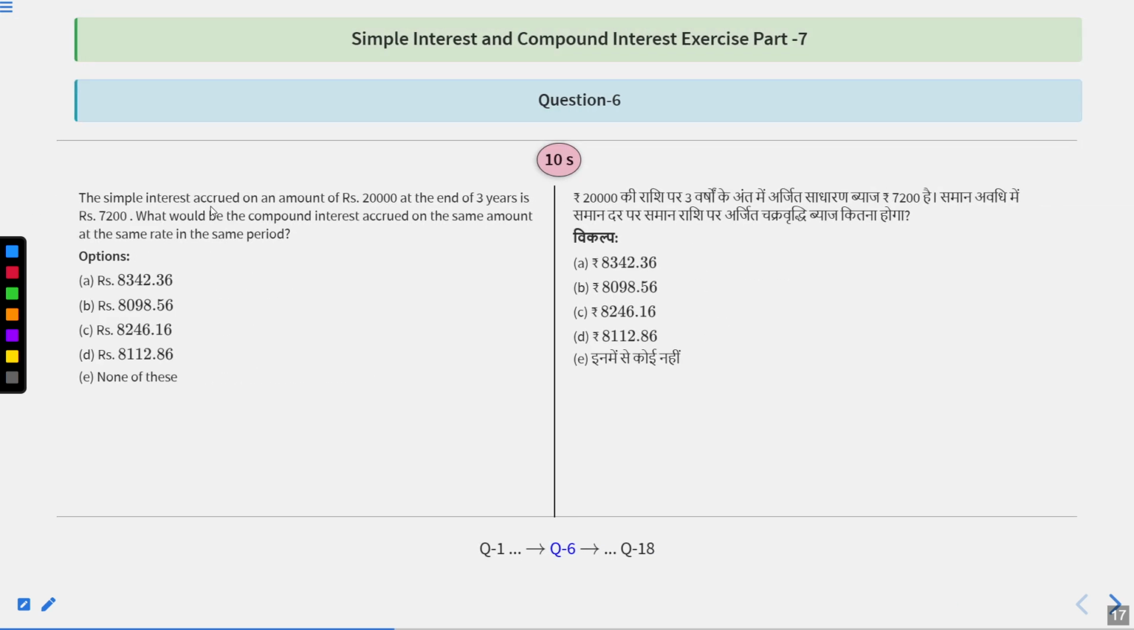The simple interest accrued on an amount of rupees 20,000 at the end of 3 years is 7,200 rupees. What amount will be the compound interest accrued on the same amount at the same rate in the same period? You have 5 options and 10 seconds to analyze the question. Your time starts now. Now time's up. Let's see the solution.